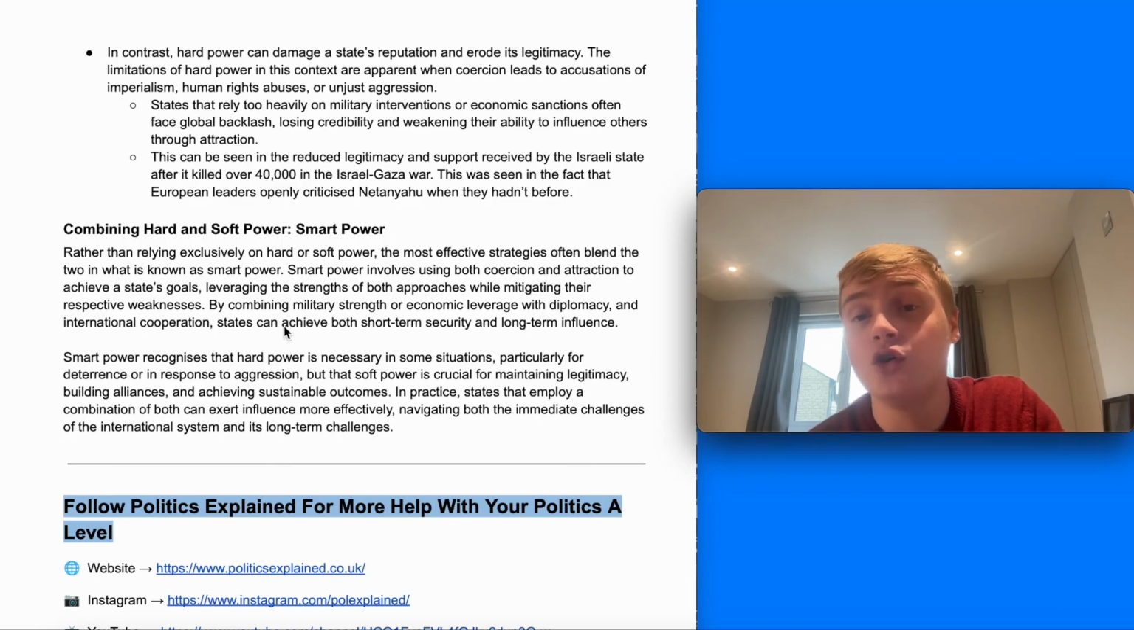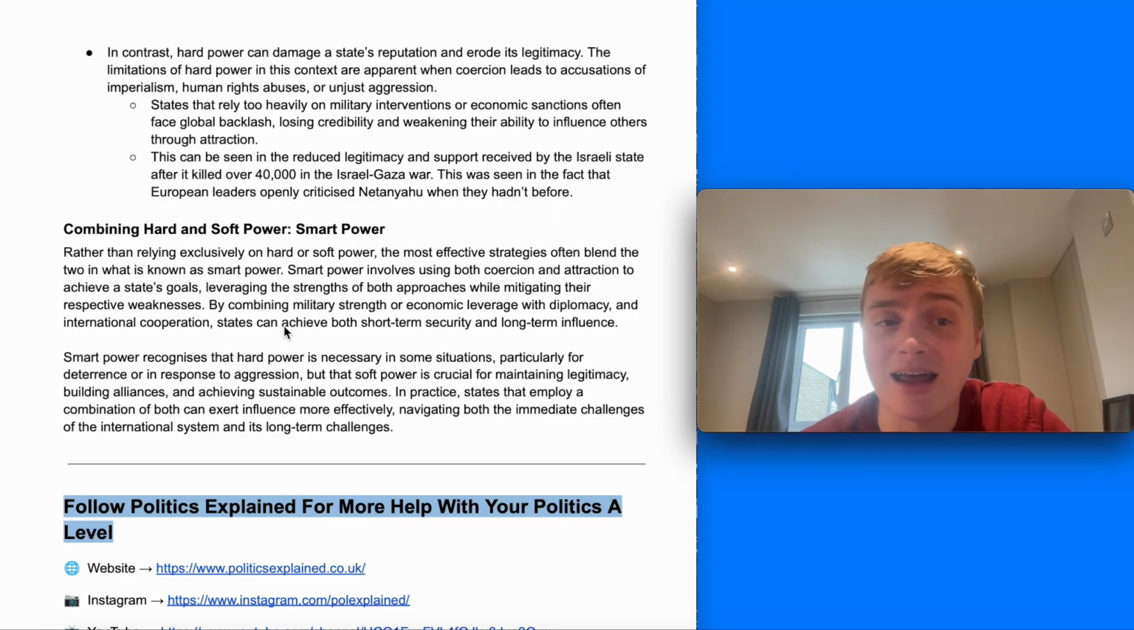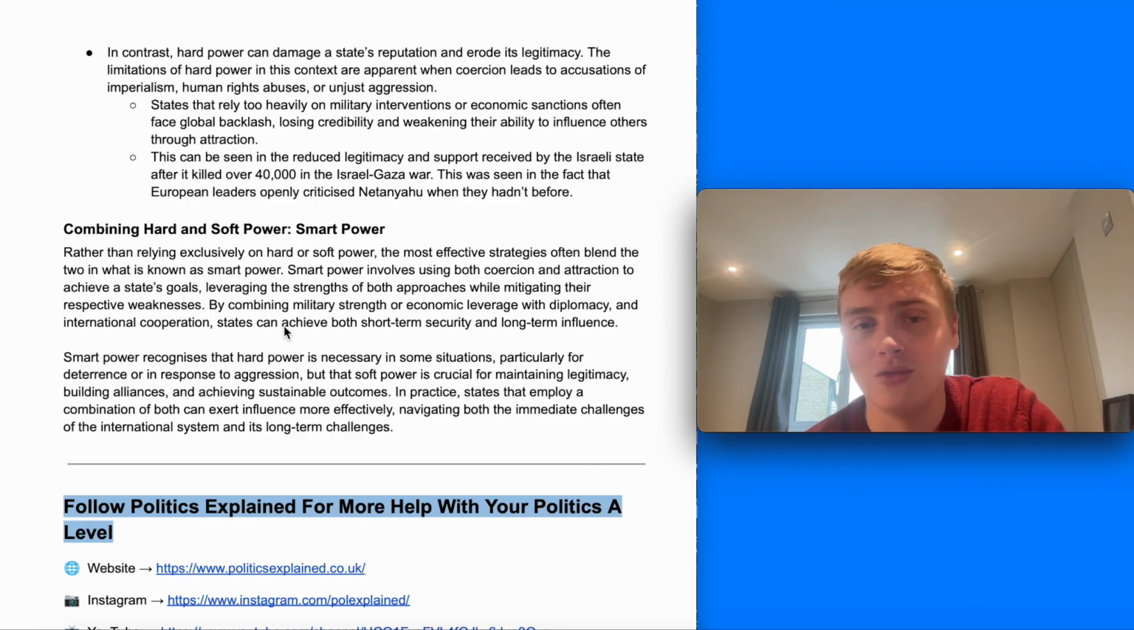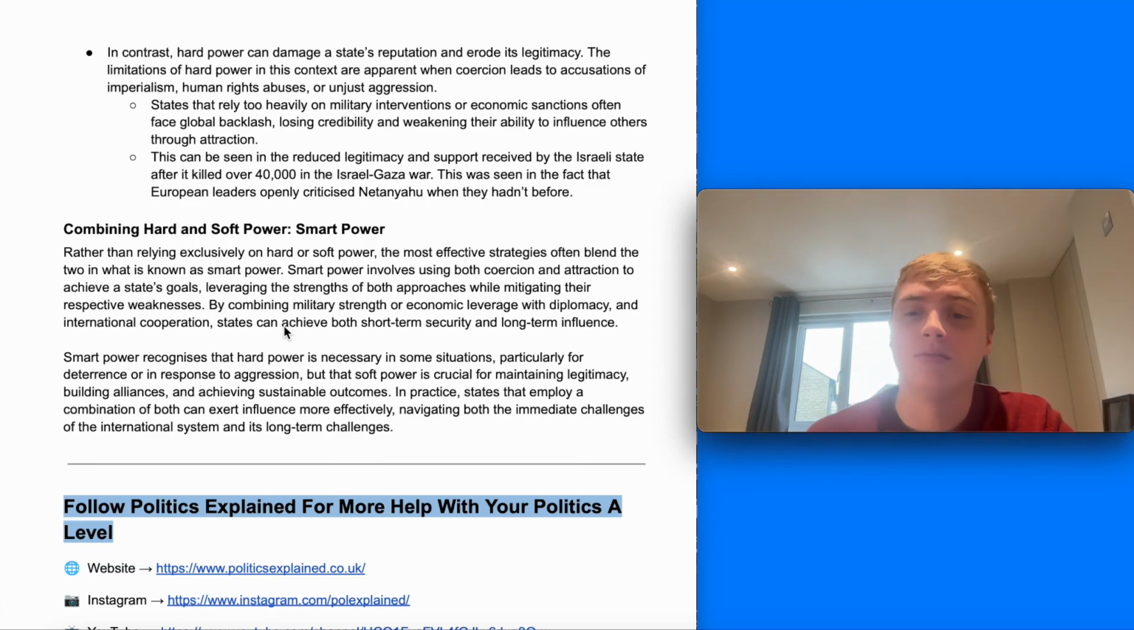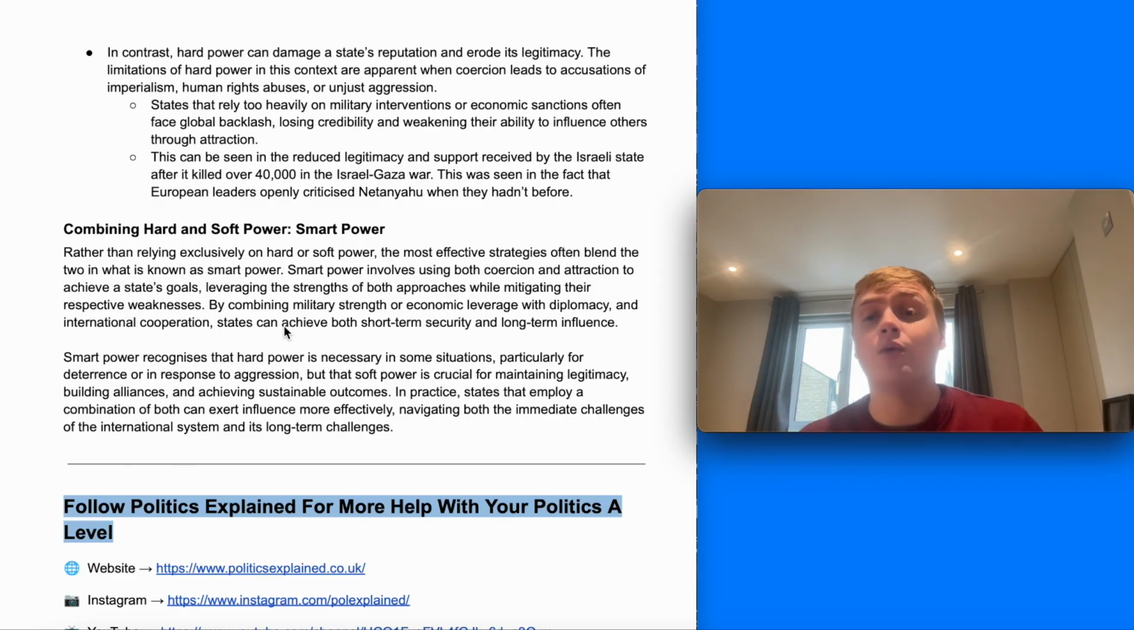States that rely too heavily on military intervention or economic sanctions, which do great damage to other countries, can face a global backlash. This can be seen in the reduced legitimacy and support received by the Israeli state after it killed over 45,000 people in the Israeli-Gaza war. This was seen, for example, in the fact that European leaders, for the first time in a long time, were openly criticising Netanyahu when they hadn't before. It shows the detrimental impact that hard power can have on the reputation of a country in a way that soft power doesn't.